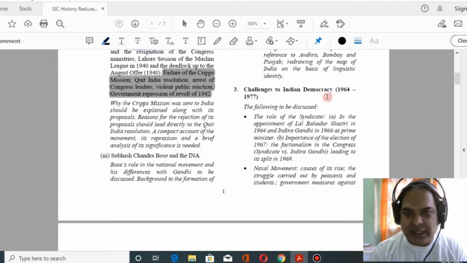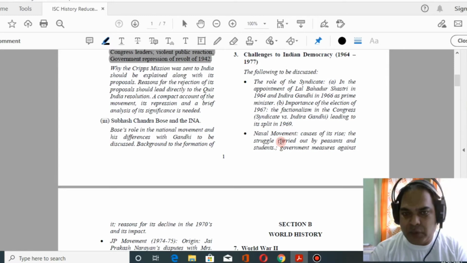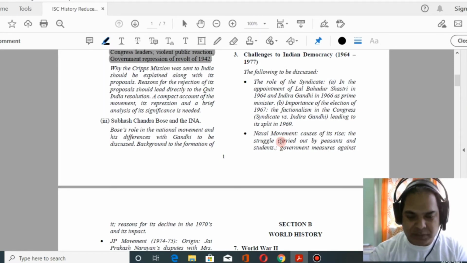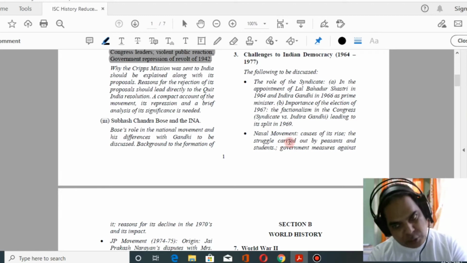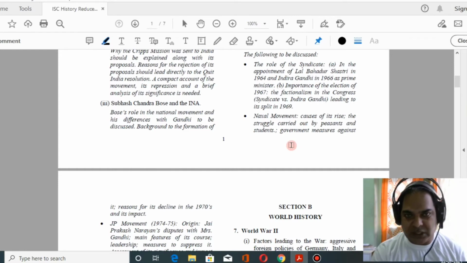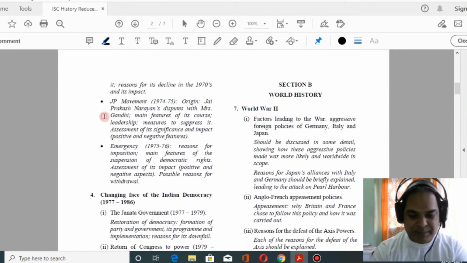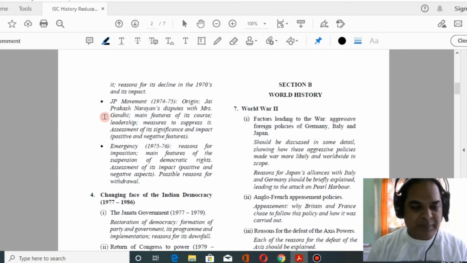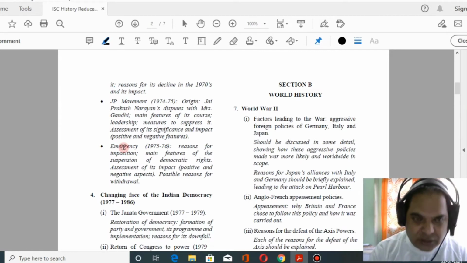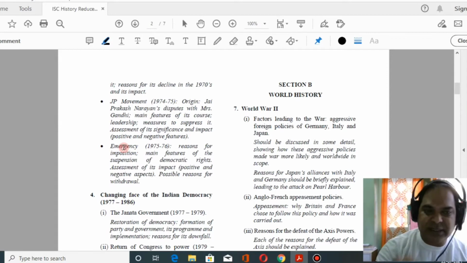Now let us move on to chapter number 3, that means unit 3, that is challenges to Indian democracy. So this year we are going to study about the role of the Syndicate. Yes, last year also we studied about the role of the Syndicate. Then the Naxal movement also was there last year. So this is as it is, no reduction from this part. Then the JP movement also was included last year. Then emergency was also there, so no changes over here, it is intact.